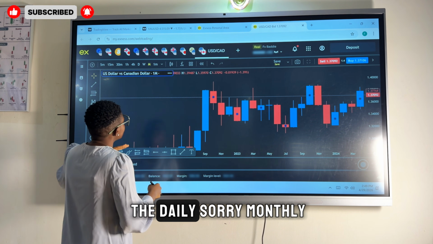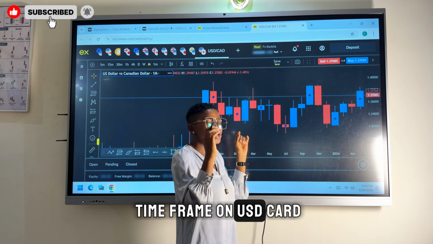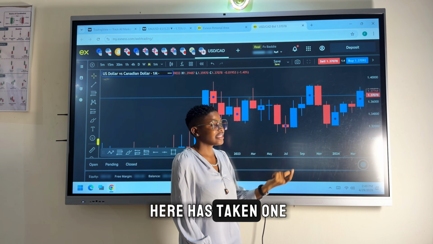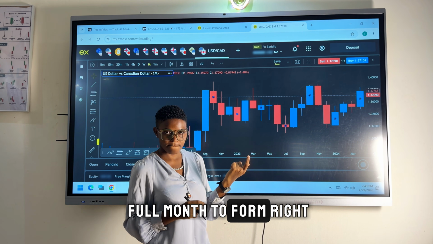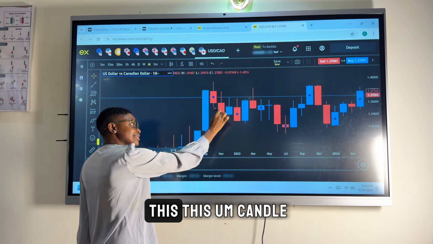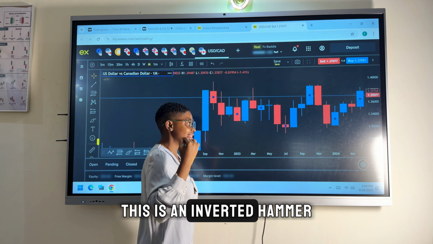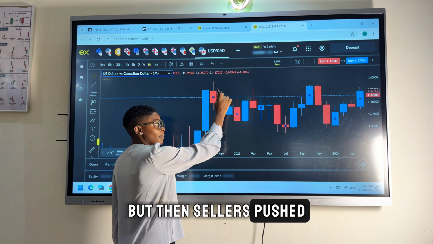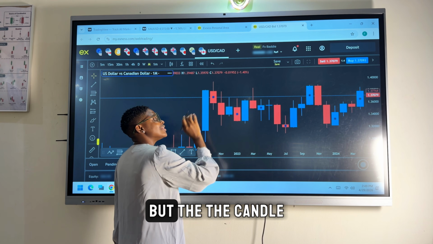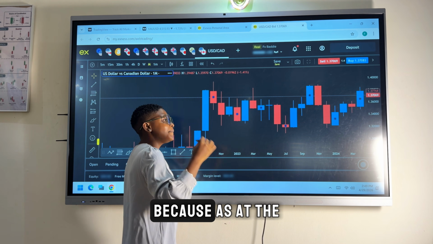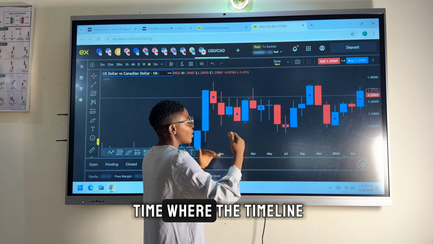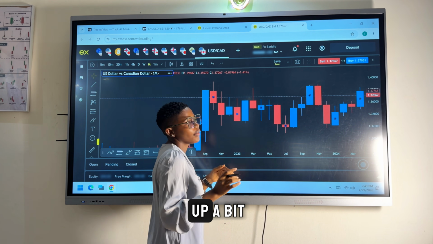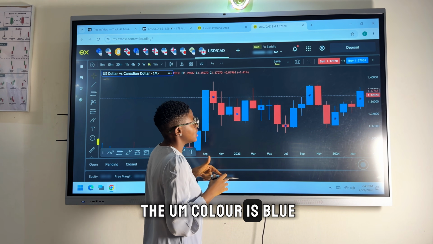So we are on the monthly time frame on USD CAD. It means each candle here has taken 1 full month to form. Right, so if you see this candle, this is an inverted hammer. It means this particular candle bought up to this high, but then sellers pushed it back down. But the candle ends as blue because at the time where the timeline had to elapse, buyers were still trying to push it back up a bit. So that's why the color is blue.